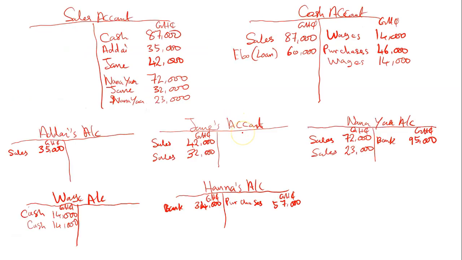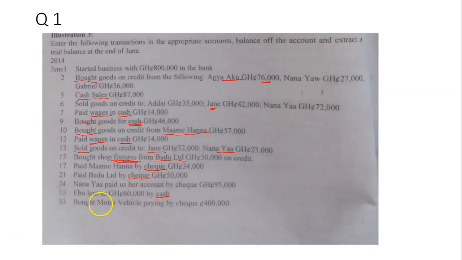Then let's proceed to the next transaction. Bought motor vehicle paying by check, 400,000 Ghana cedis. Motor vehicle account and check, that's bank account. Because we are paying by check, our bank account is reducing by 400,000. A motor vehicle account, which is an asset, is increasing by 400,000. We already have a bank account, so we just record it there. So we are crediting the bank account in the name of motor vehicle.